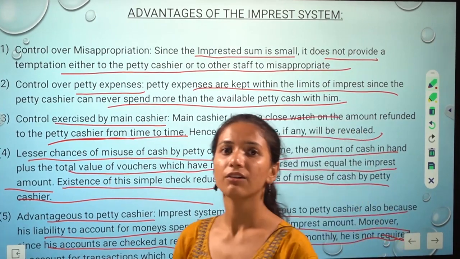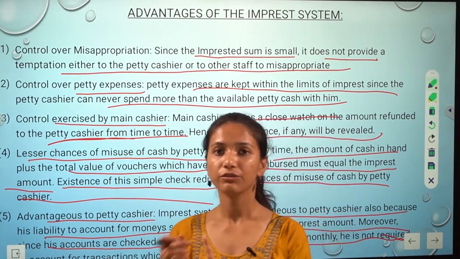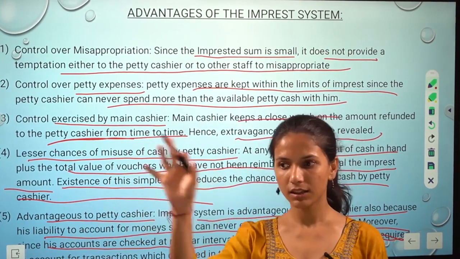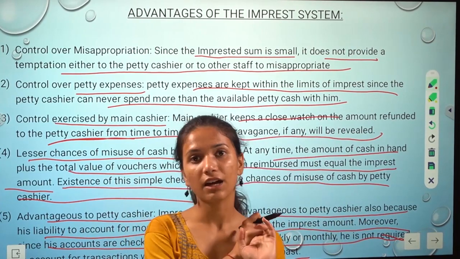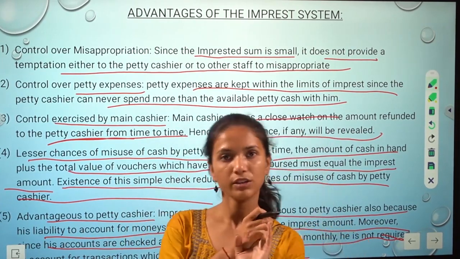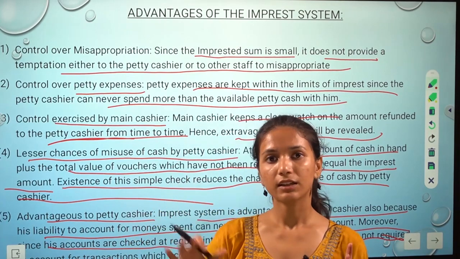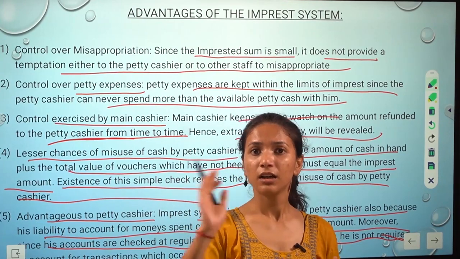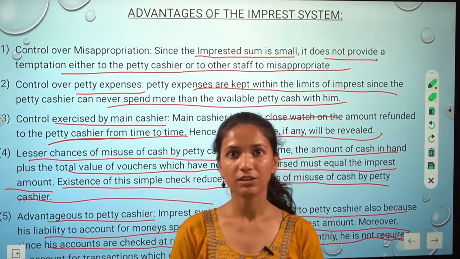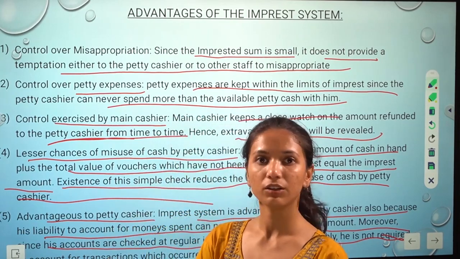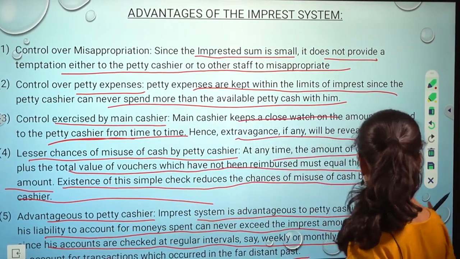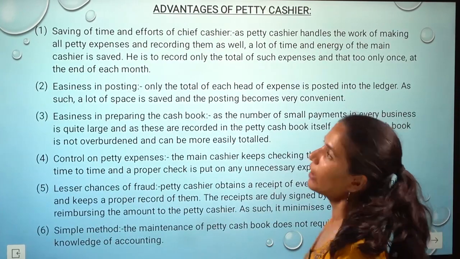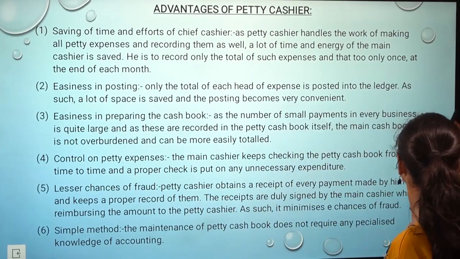One is that he doesn't have the liability. He will not have to ask for money again and again because he will be reimbursed by the main cashier, as the main cashier has all the details. Second, he doesn't have to keep all the records for all the previous months. Only for the period that has not yet been checked by the main cashier will he keep the receipts with him. These are the advantages of the imprest system. Now let's see what the advantages of the petty cashier are.